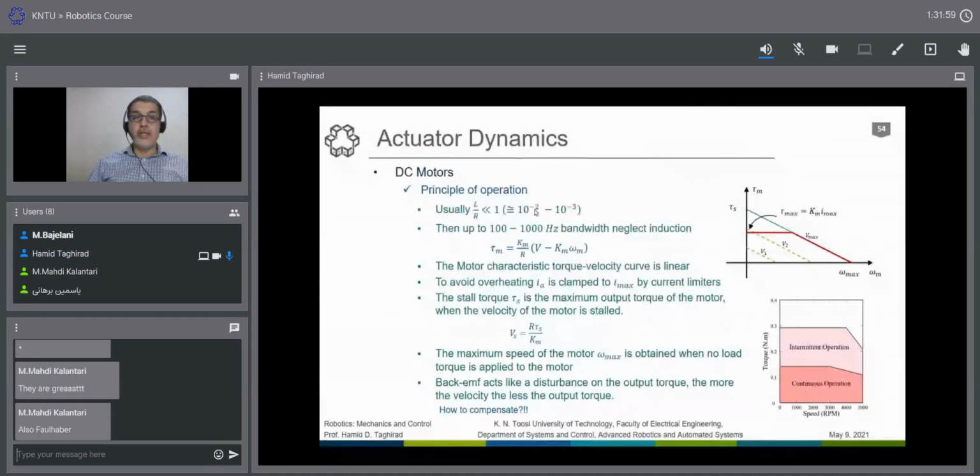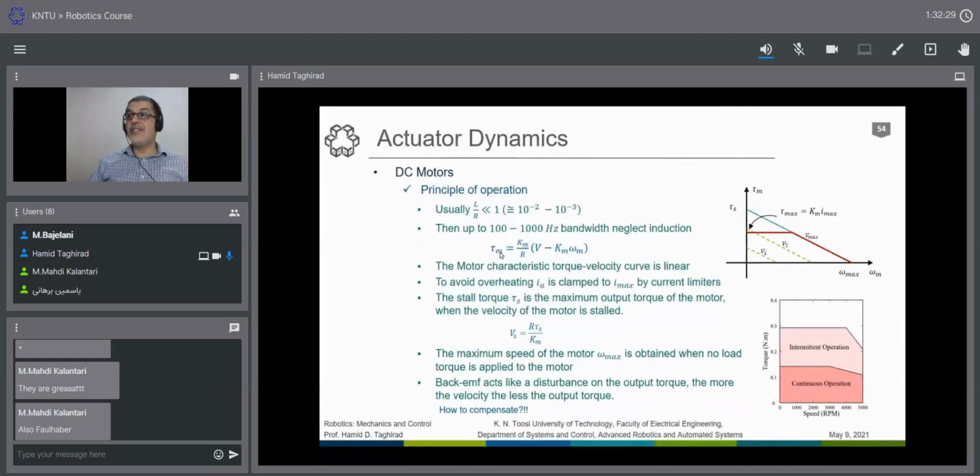It is about 10 to the power minus 2 to 10 to the power minus 3. So in the bandwidth that we require, we can neglect that, and we can consider that tau m is equal to km r v minus km omega. And this will provide you with a characteristic equation of a motor. This is very important for the design of the robot. You need to know what motor you would like to acquire.